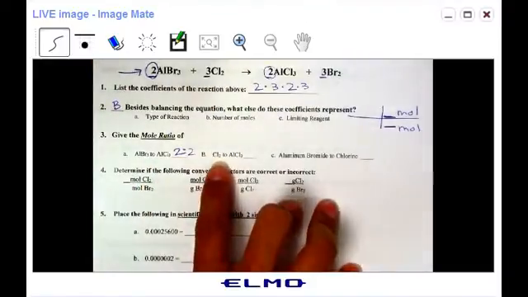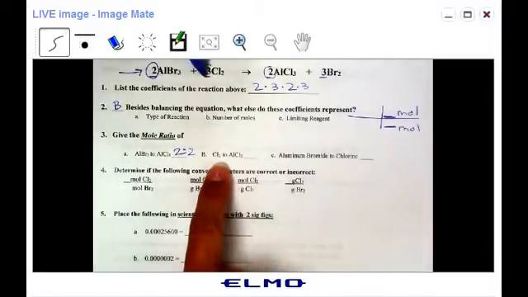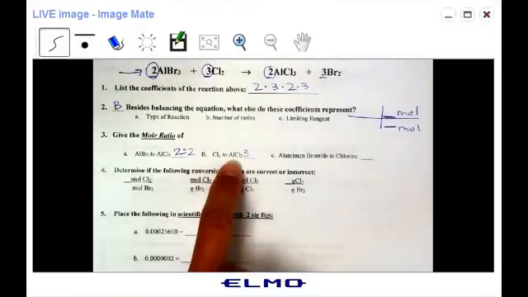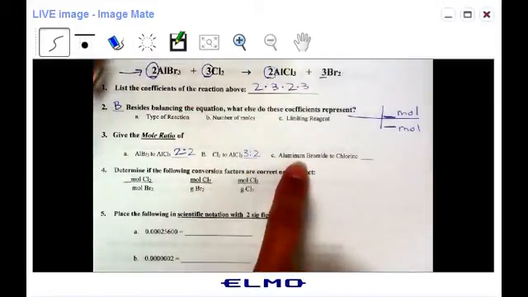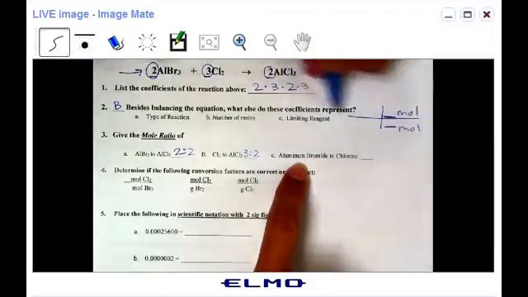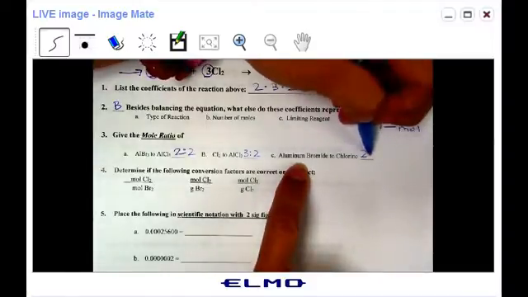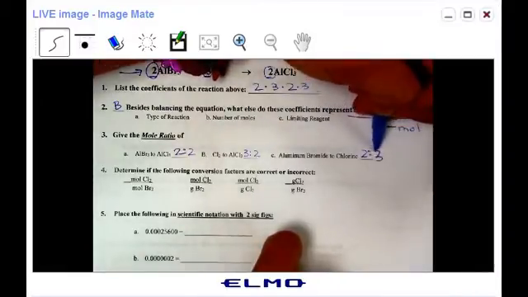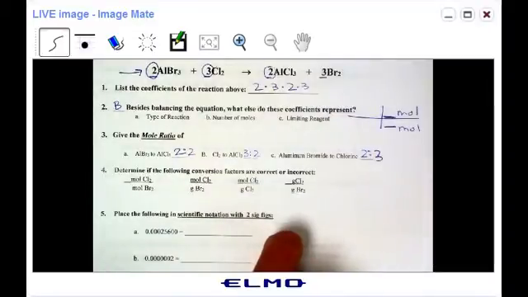B, Cl2: the coefficient for Cl2 is 3, to AlCl3, which is 2. It is a 3 to 2 ratio. Aluminum bromide to chlorine. Aluminum bromide is AlBr3, so that is 2. Chlorine is right here, and the coefficient for chlorine is 3. That is a 2 to 3 ratio.